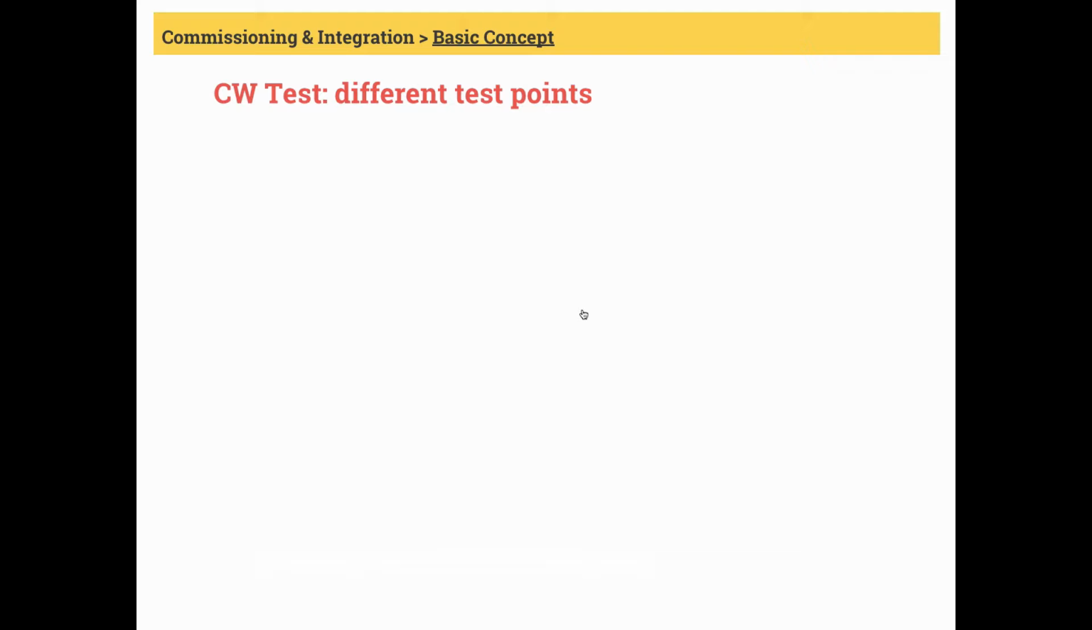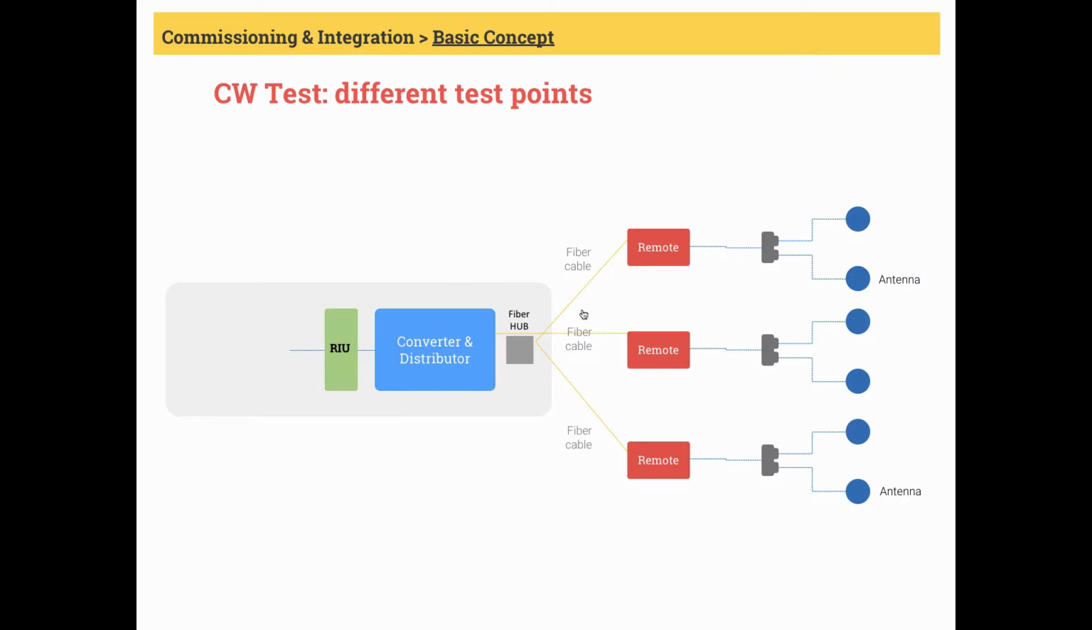Now, in this slide, I will show you through a block diagram the typical test points or locations during CW test. Here is a block diagram of DAS 2.0 system you have seen before. For downlink, CW signal source output is fed into RIU or RF interface unit. Note that for uplink, signal source output will be fed into antennas or remotes, or basically will start in the opposite end of the DAS.